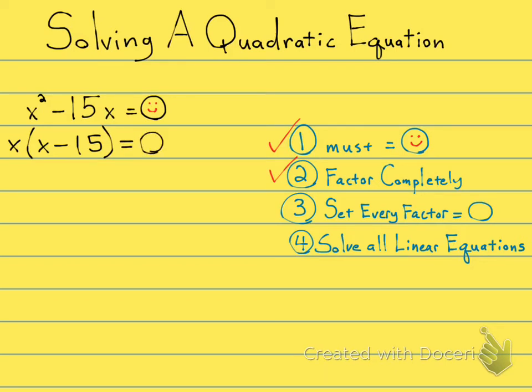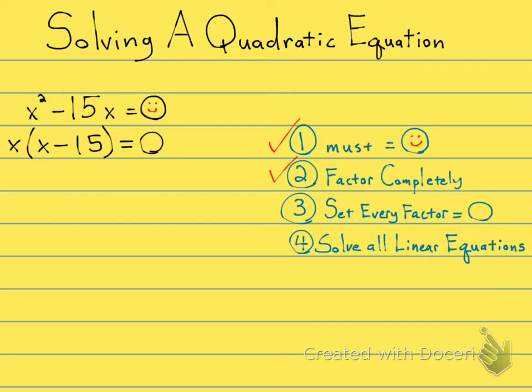Guess what? It is now factored completely, okay? Taking out the GCF is all you needed to do to factor completely. Can I factor this anymore? No. Can I factor this anymore? No. It is factored completely. Let's move on to step 3.